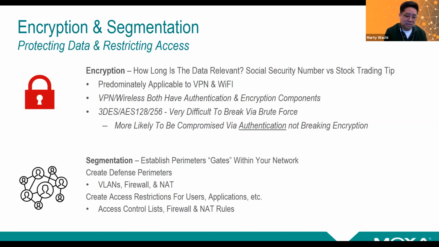The second piece is really the segmentation, establishing these gates. So this is where your networking devices create defense perimeters using technologies like VLANs, firewalls, NAT, to keep people out, establishing an outer perimeter. But at the same time, you can also use it to create some smaller inner perimeter groups to try and contain the spread of bad activity or limit access. And you can further restrict access by access control lists, firewall and NAT rules.